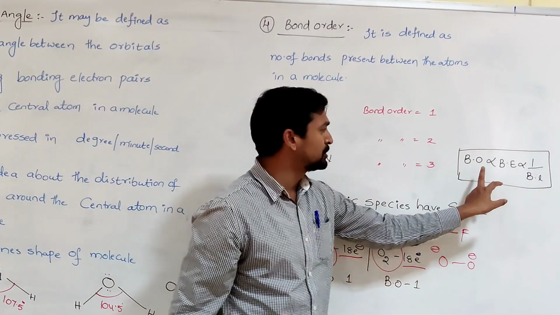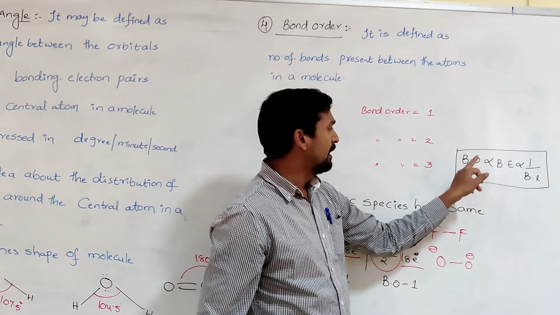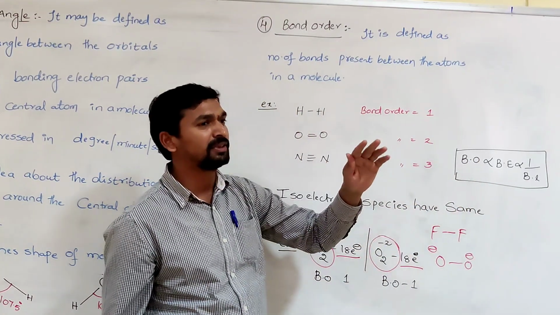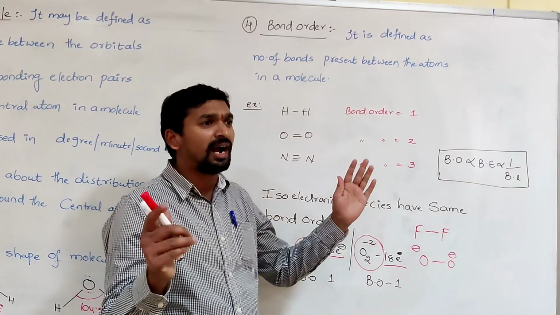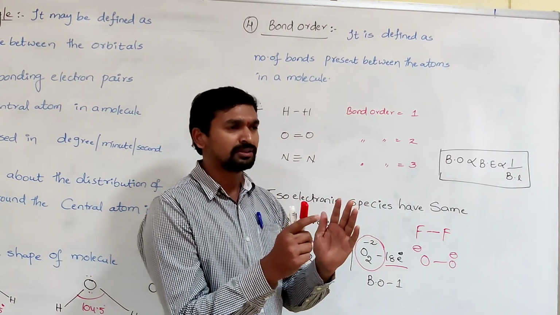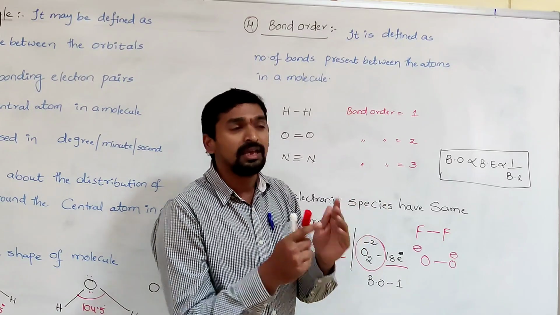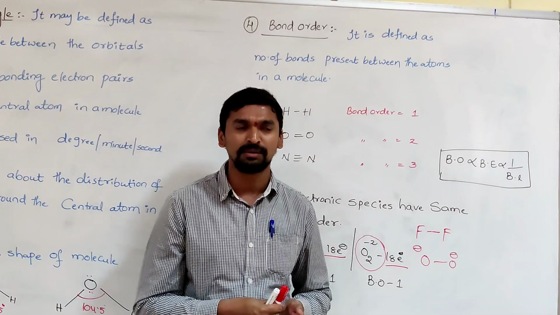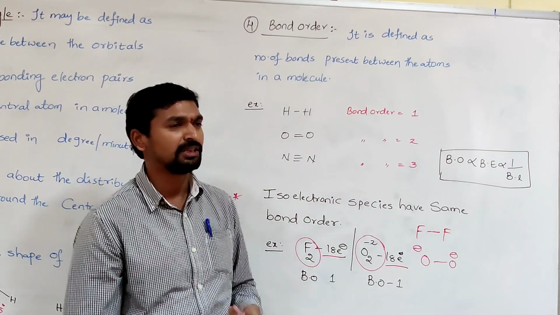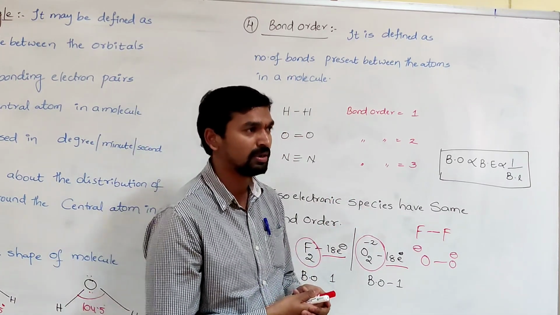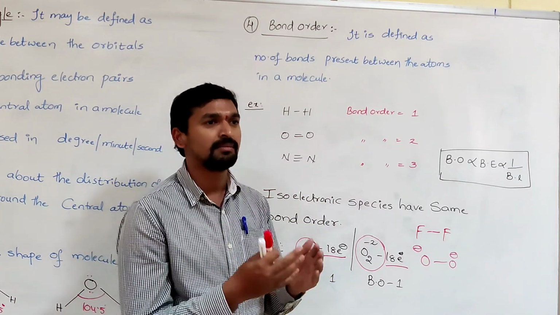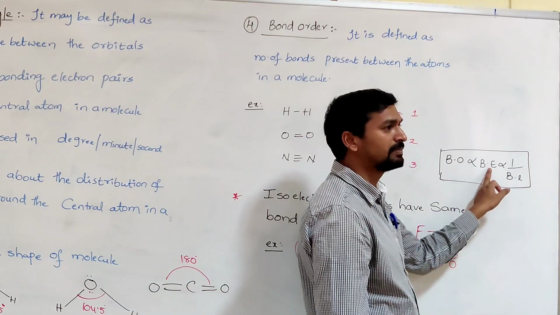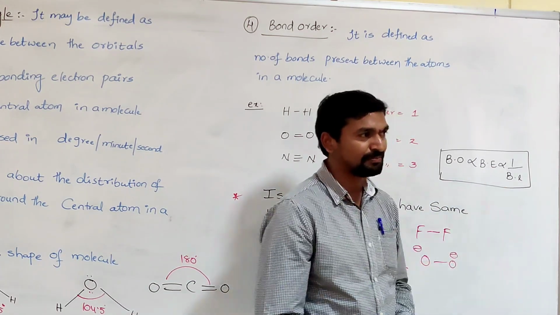Let us compare these two, bond order and bond energy. As the bond order increases, that means as the number of bonds between the two atoms increases, the atoms come very close together. So they are bonded very strongly. In that case, to break that bond, do we require more energy or less energy? More energy. That means the bond enthalpy is more. So as the bond order increases, bond enthalpy also increases. That's why bond order is directly proportional to bond energy.